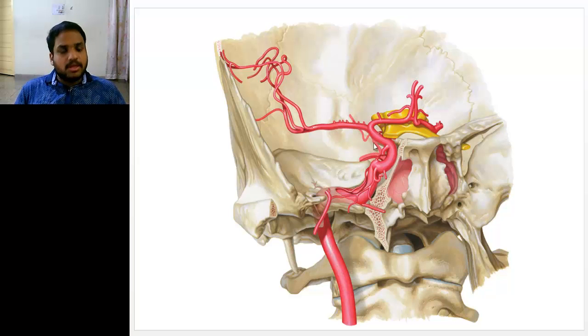And then you have the anterior choroidal artery. Now that travels posteriorly and it supplies the lateral geniculate body. This is the anterior choroidal artery. It travels posteriorly and supplies the lateral geniculate body, the globus pallidus, as well as the posterior half of the internal capsule. Fine.